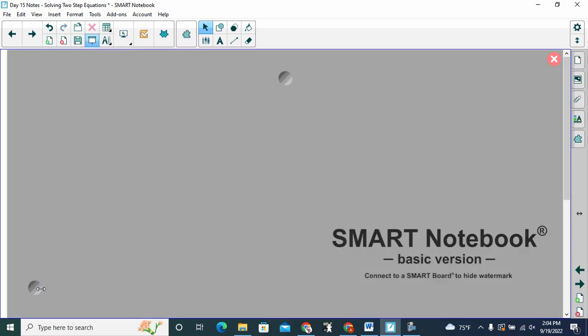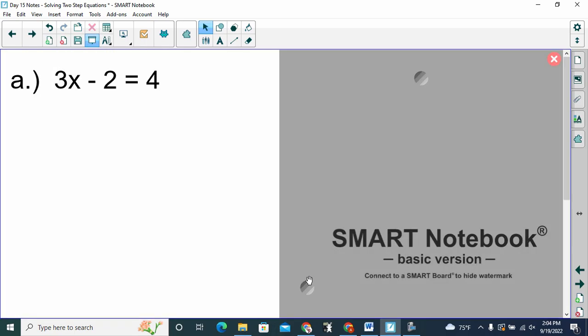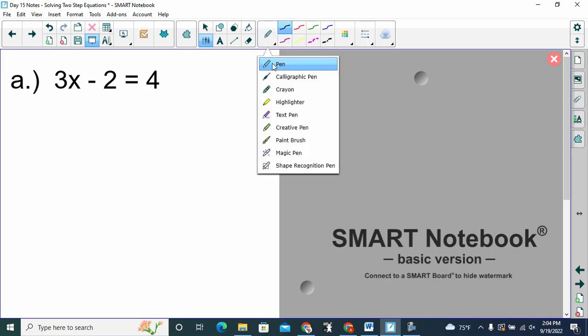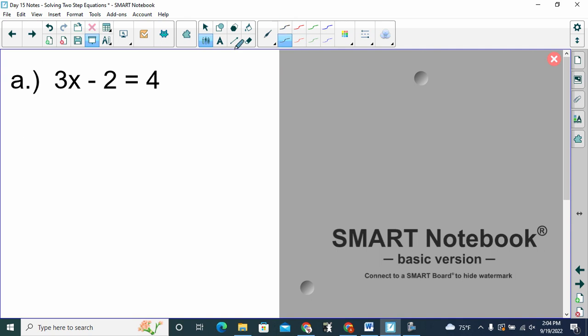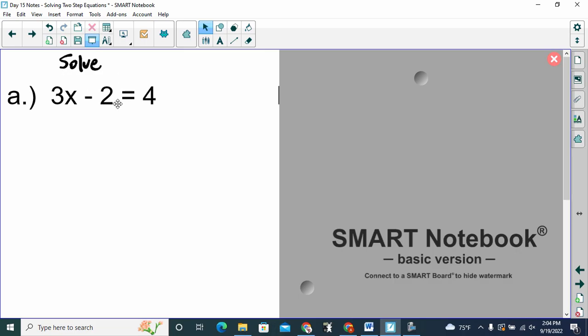There probably should be directions on here. There are not. Each of these say solve. So find the solution. We are trying to find the value of the variable that makes the equation true. Solve, and that is the directions for at least the first 6 or so of these. So we are given here in part A, 3x minus 2 equals 4.